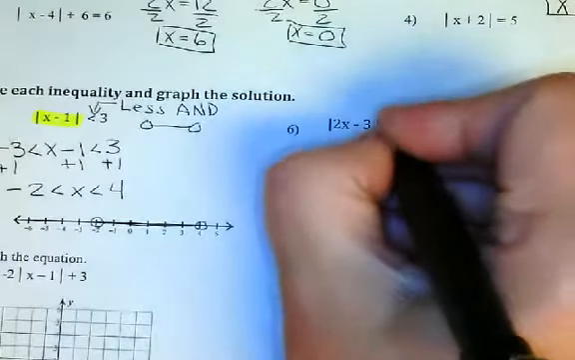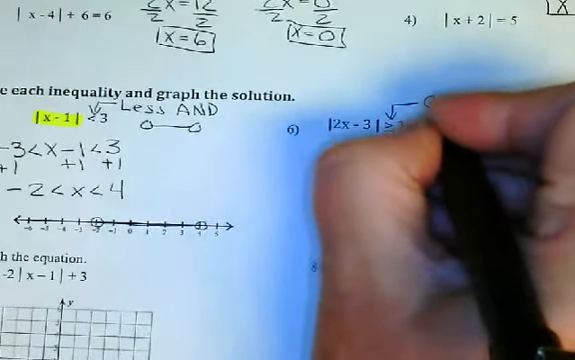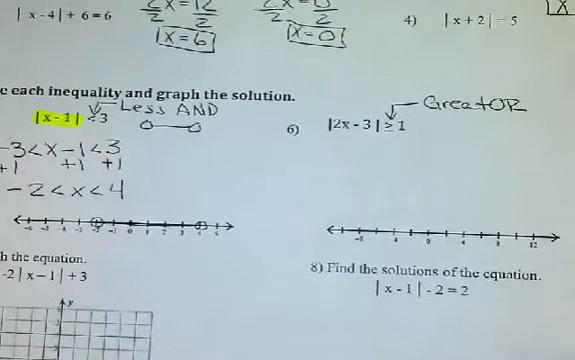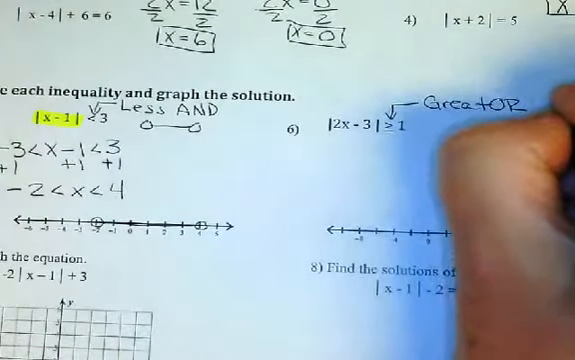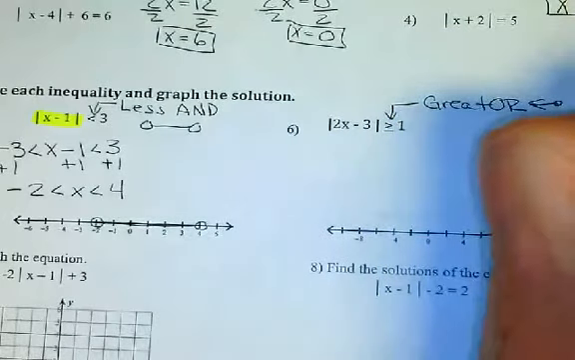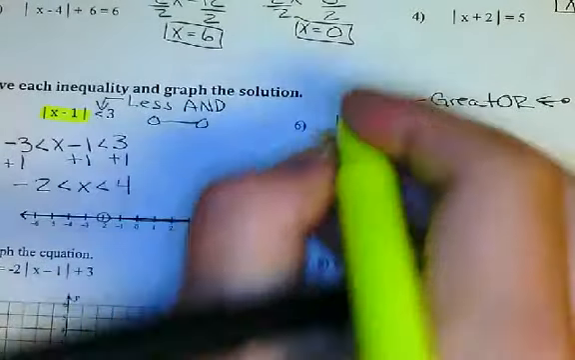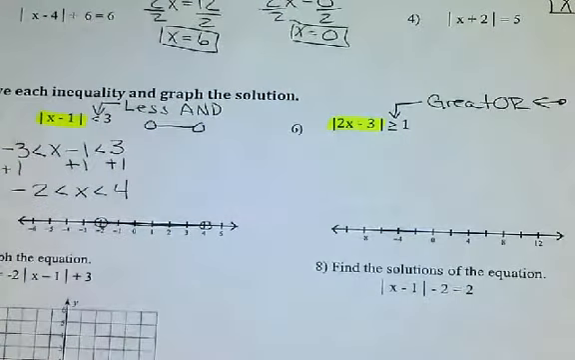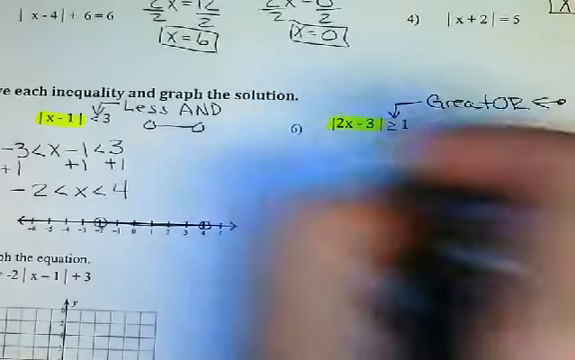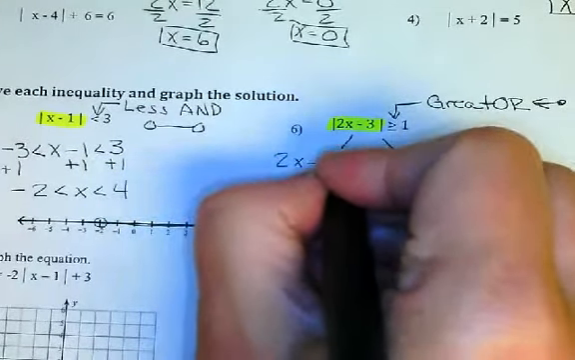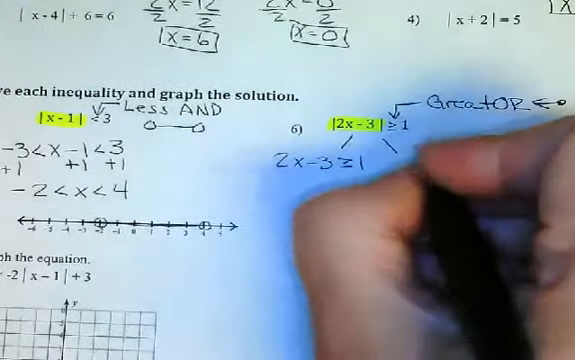Okay, on this one here, this is greater than or equal to. And then for this one, it's going to be this or that. So because the graph is split, you have to split the equation to solve it. So I've got 2x minus 3 is greater than or equal to 1. So what I notice is it's already isolated, so I'm going to start breaking it off. I'm going to solve this one as 2x minus 3 is greater than or equal to 1.